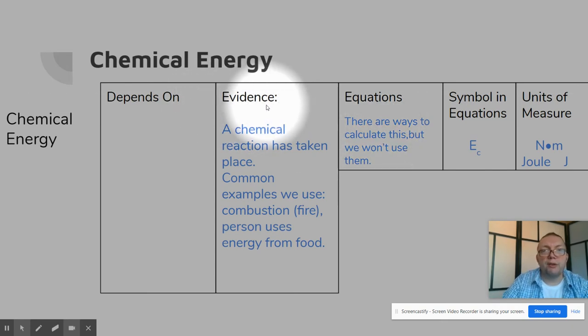But the evidence that a chemical reaction has taken place is chemical energy. Chemical energy is a thing if a chemical reaction has taken place. In the examples that we use in this course, if there's fire, well, there's chemical energy. If there's a person pushing or pulling or doing stuff to a system or included within a system, we get our energy from the food we eat. And when we digest that food, that food gives us energy through a chemical process. It's chemical reactions that take place within our body that give us that energy.